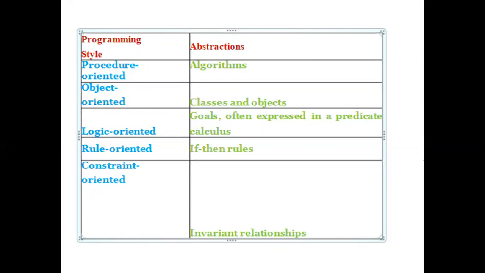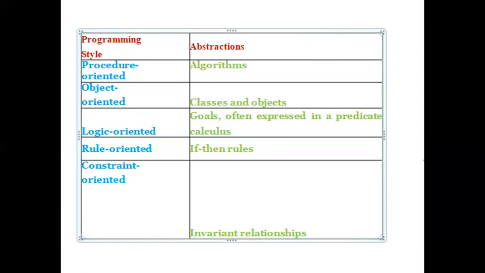In different programming languages we are using different types of abstractions. In a procedure oriented programming language, like C, we are using algorithms as the abstraction. In an object-oriented programming language, we are using classes and objects as abstractions. So in C++ and Java, we are using classes and objects as abstractions.